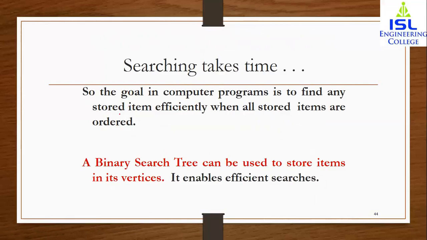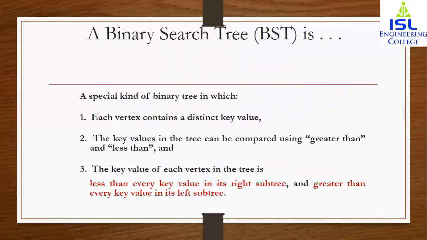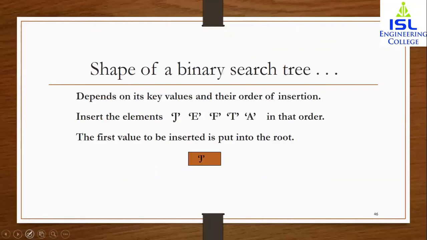The goal in computer programs is to find any stored item efficiently when all stored items are ordered. A binary search tree can be used to store items in its vertices. It enables efficient searches. It is a special kind of binary tree in which each vertex contains a distinct key value, and the key values in the tree can be compared using greater than and less than. The key value of each vertex in the tree is less than every key value in its right subtree and greater than every key value in its left subtree. So the shape of a binary search tree depends on its key values and their order of insertion.